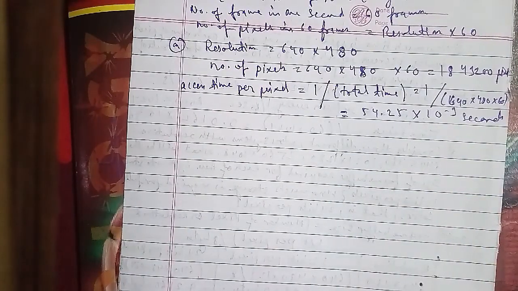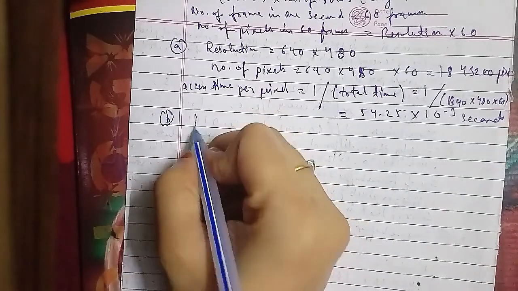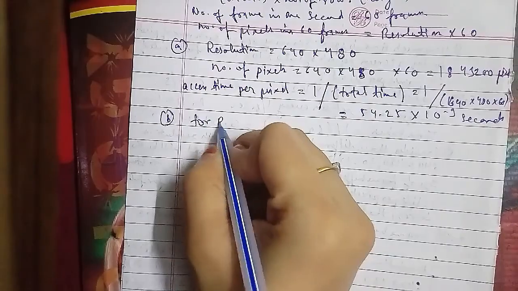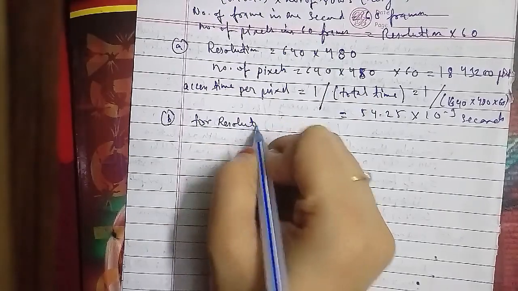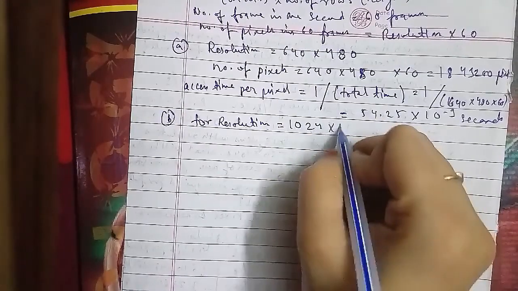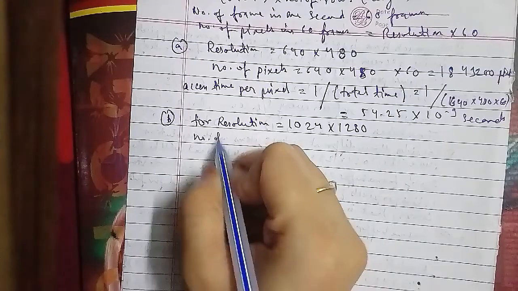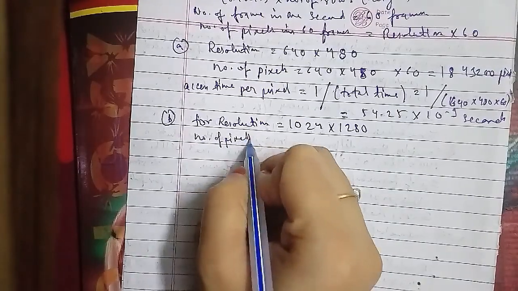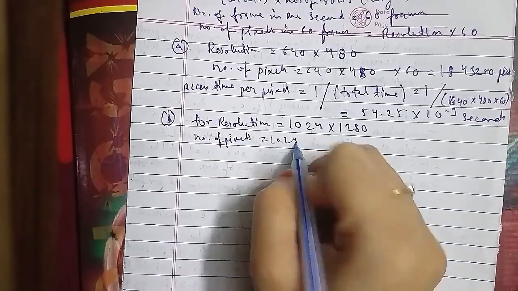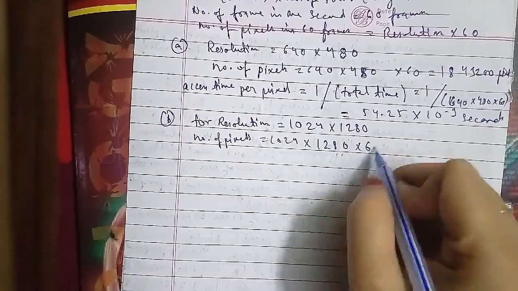So for that, the access time per pixel is equal to 1 upon total time, which is equal to 1 upon 1024 multiplied by 1280 multiplied by 60, and that is equal to 12.71 into 10 to the power minus 9 seconds.